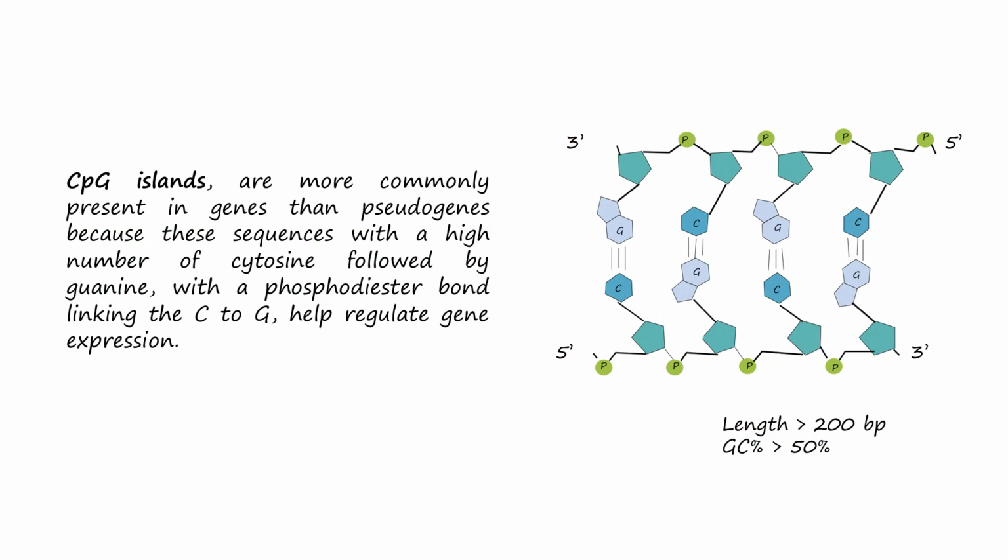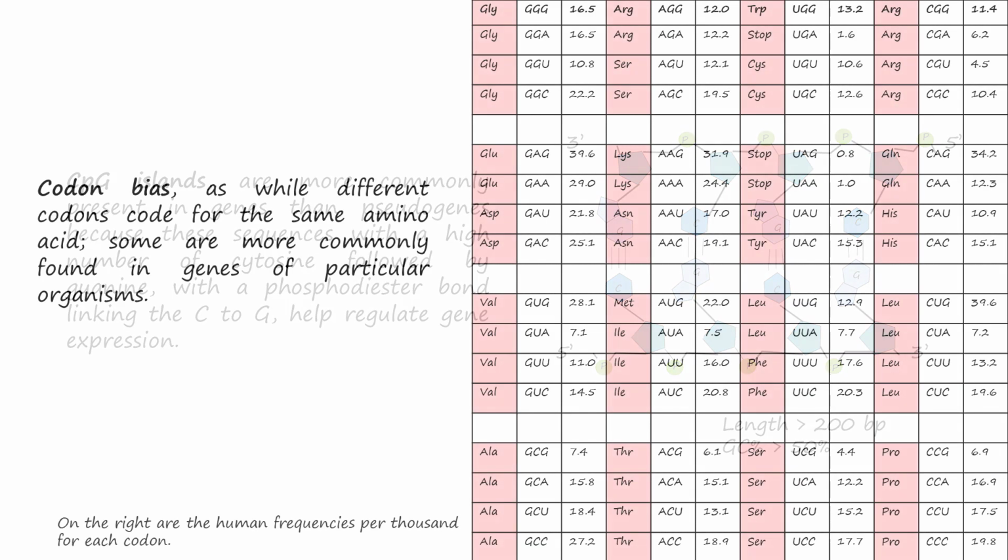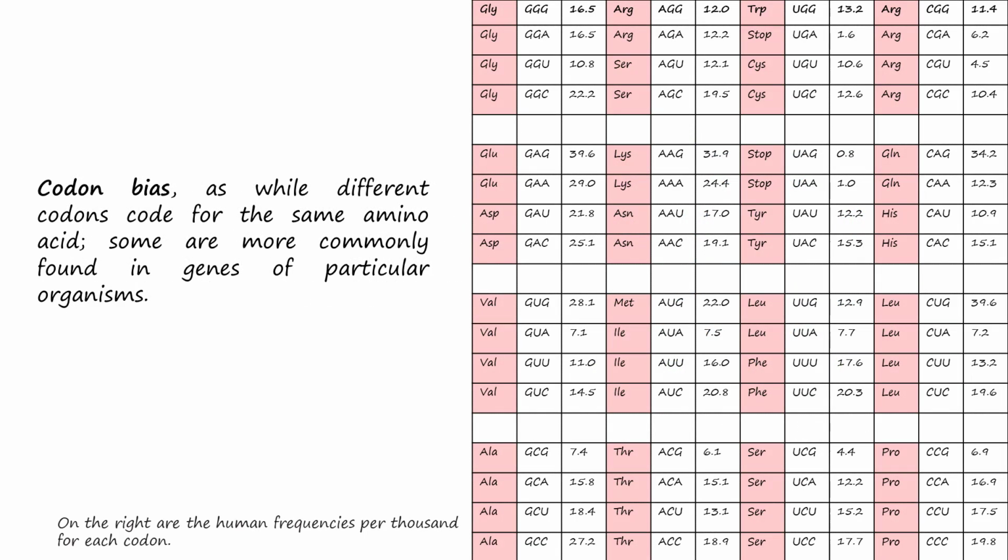Another region indicating that a region may be a gene is the CpG islands. These sequences with a high number of cytosine followed by guanine, with a phosphodiester bond linking the cytosine to guanine, help regulate gene expression. Gene prediction can be improved by information on codon bias, as while different codons code for the same amino acid, some are more commonly found in genes of particular organisms.